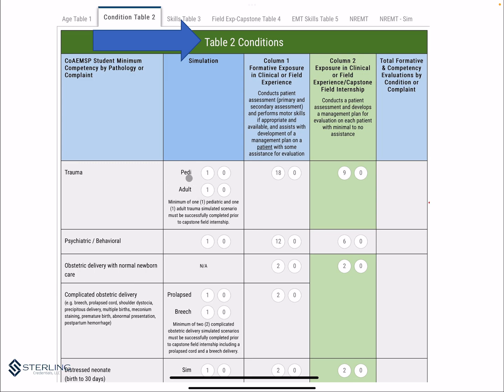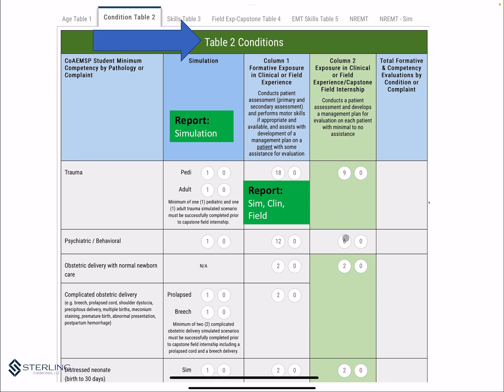So here we have a pediatric trauma and 1 is required. So how do you think you get credit for this? Well, it's a simulation. So we're going to have you write a simulation report. Simulations, though, can also be counted in column 1. So a simulation, a clinical, or a field report that satisfies trauma is going to go in here, or you've used the diagnostic of trauma is going to go in here.